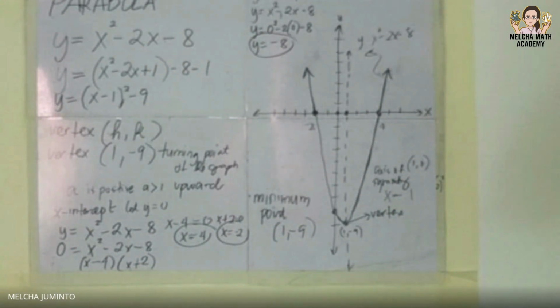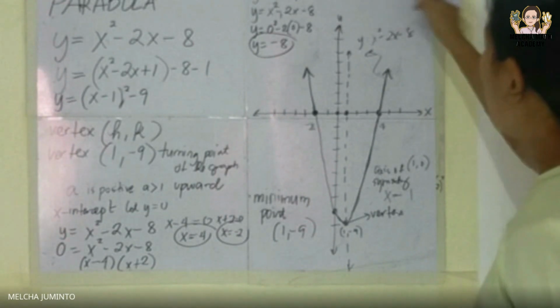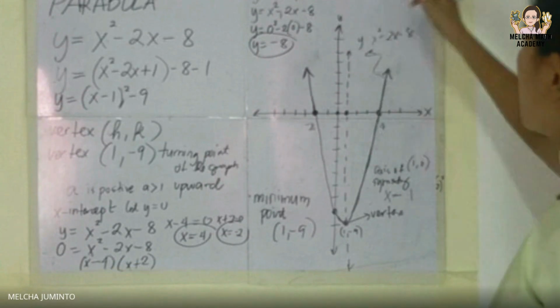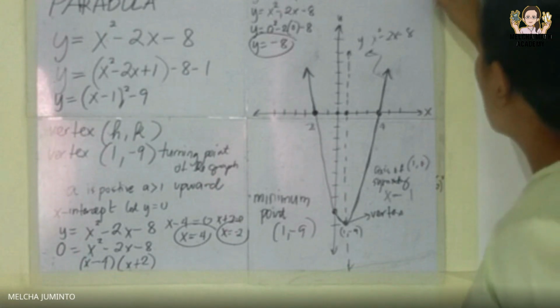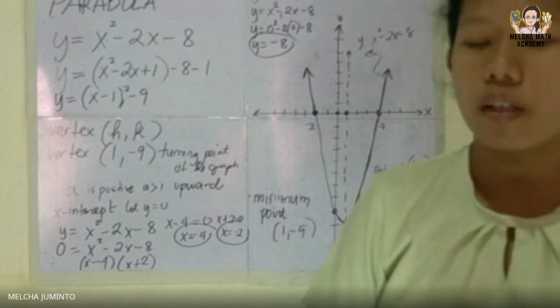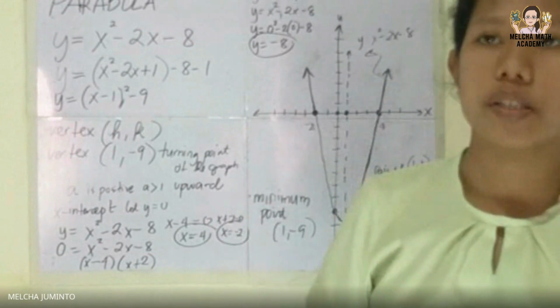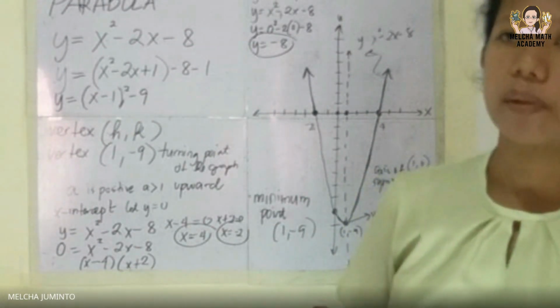Now, let us talk about the domain and range. When I say domain, these are the values of x. In a quadratic function, the domain is always the set of all real numbers, which can be written as x is an element of the real numbers. Meaning, in a quadratic function, whether it opens upward or downward, the domain is all numbers. The domain is the set of all real numbers.